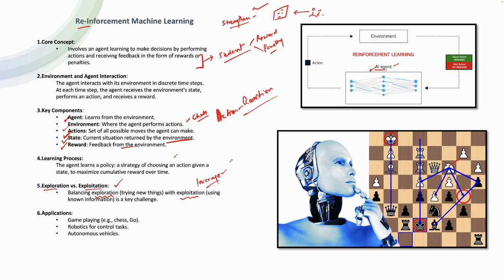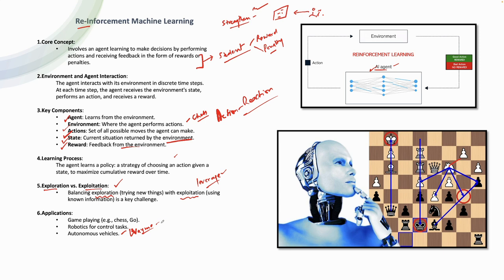Now, applications. I already spoke about that a lot. Game playing, the game of chess, or Go is another game. Then there is robotics, then autonomous vehicles. All these are good applications of reinforcement machine learning, because you are learning, you are improving. If I talk about autonomous vehicles, there is a company, Waymo, you might have seen that. So they are constantly improving.